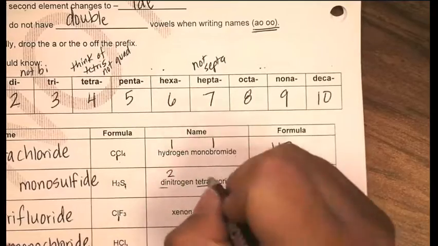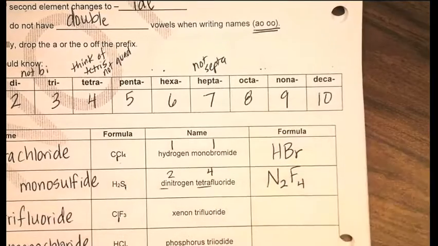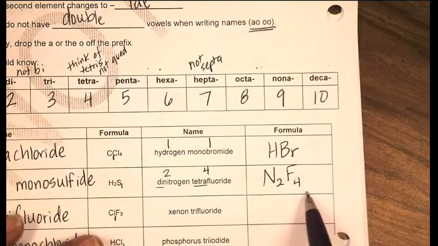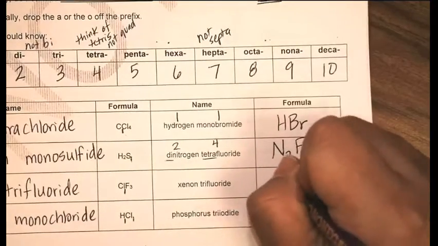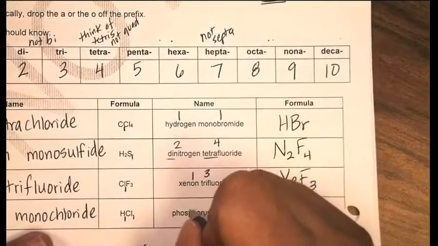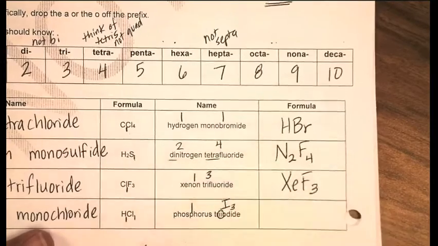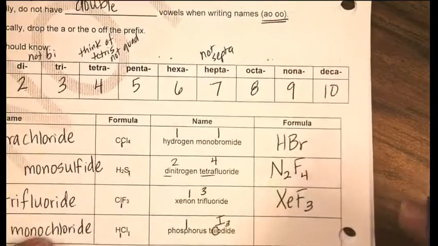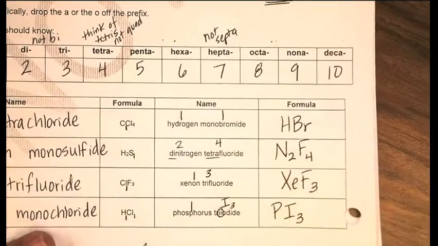2 for di, tetra is 4. Nitrogen, N2, F4. Now, we don't reduce, ever. We never reduce on molecules because these aren't charges, right? We simply write what the formula is. Xe is xenon, 1, 3 for fluoride, so it's F3. Phosphorus 1, triiodide, iodine 3. Notice how that does have 2 vowels there. It only applies to the AO and OO, okay? So here we have phosphorus triiodide, okay?